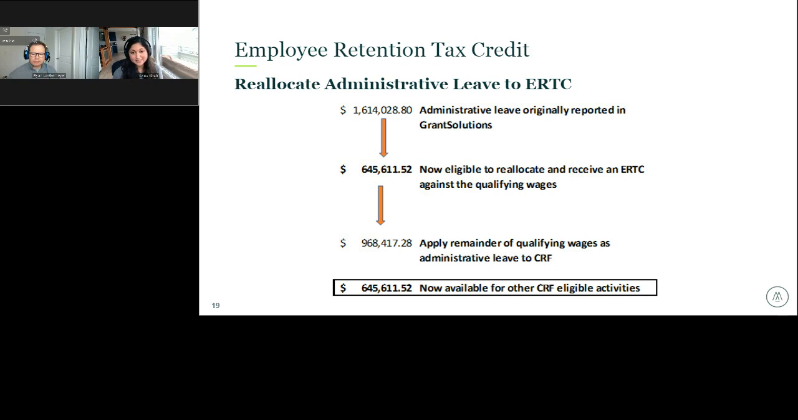This applies not just for CRF, of course. If you use BIA funding or even your tribal hard dollars for this leave, you would be able to use that available funding for other purposes.